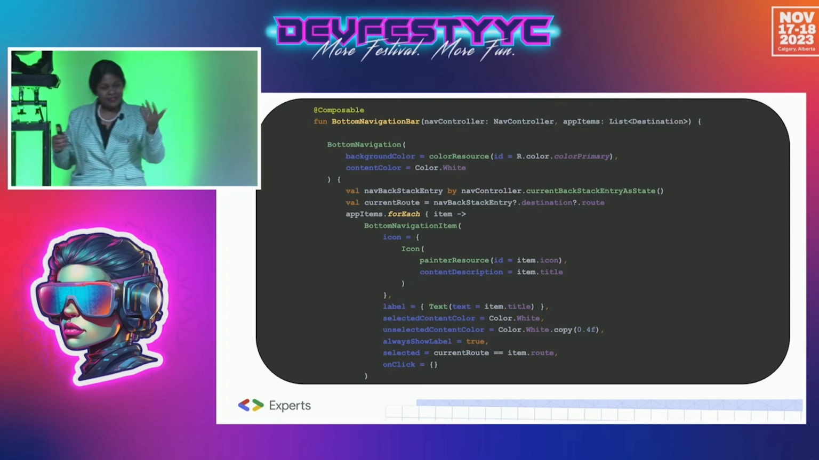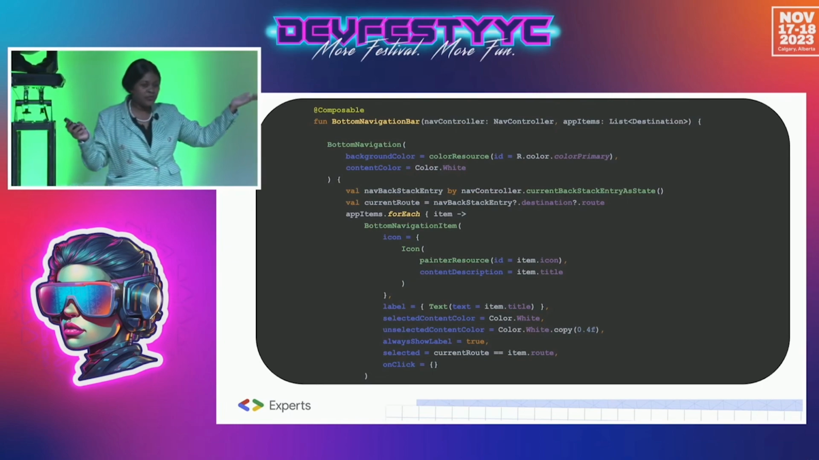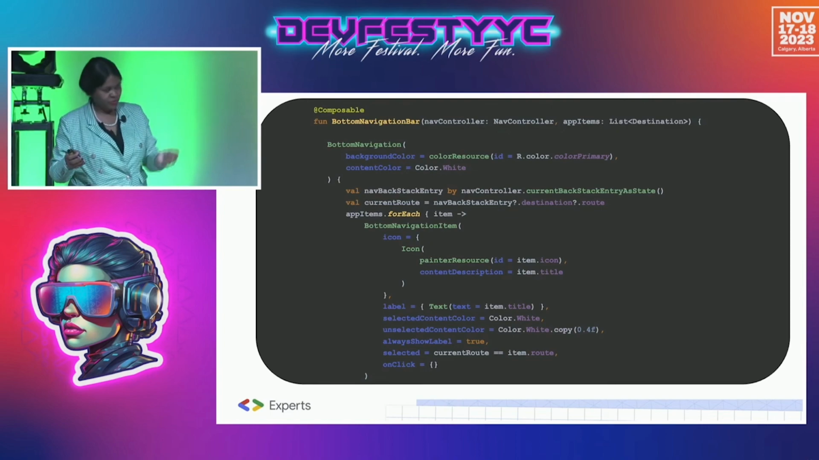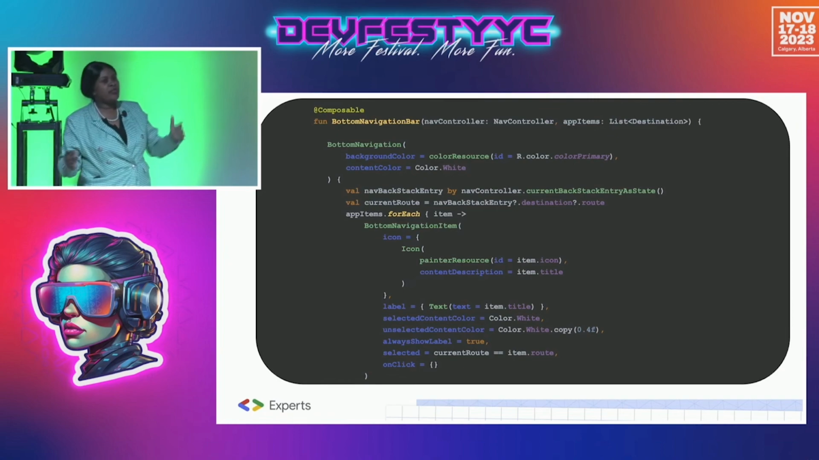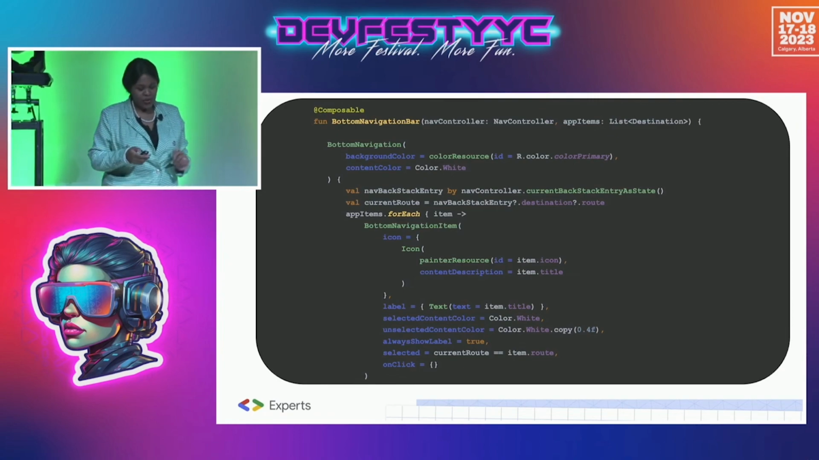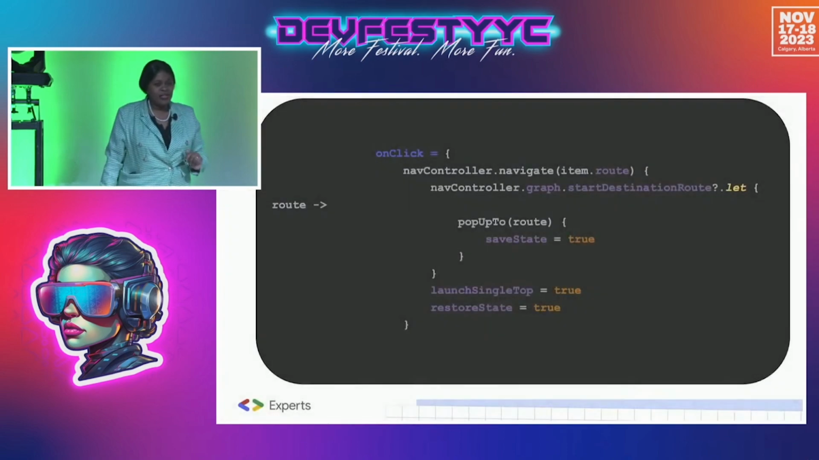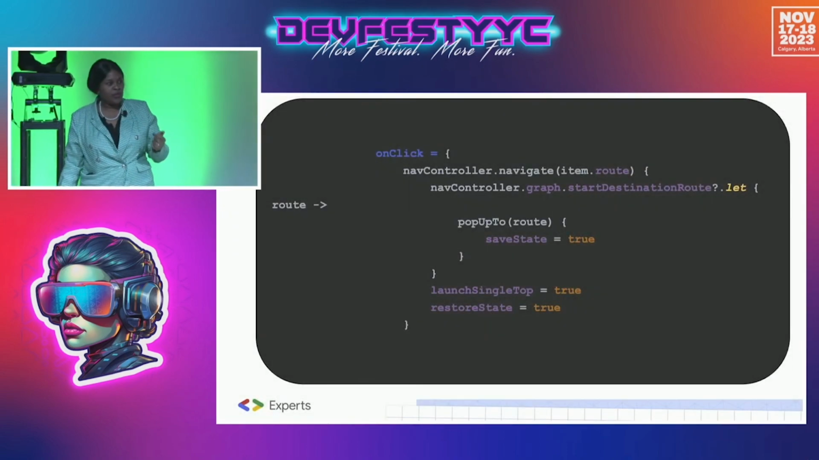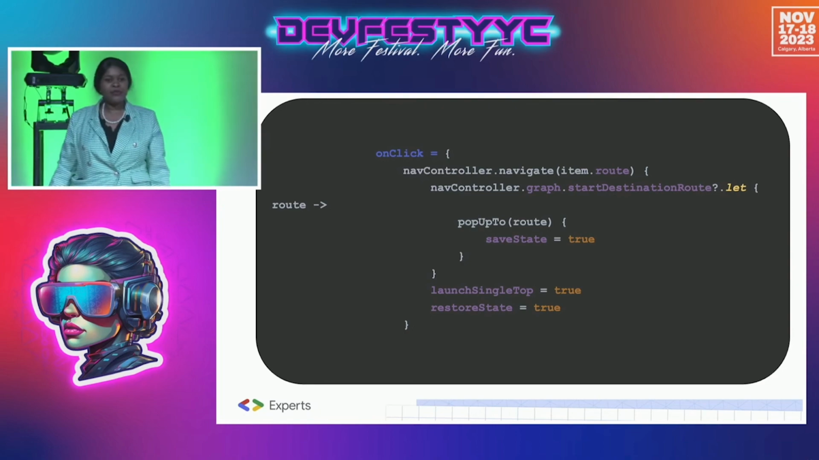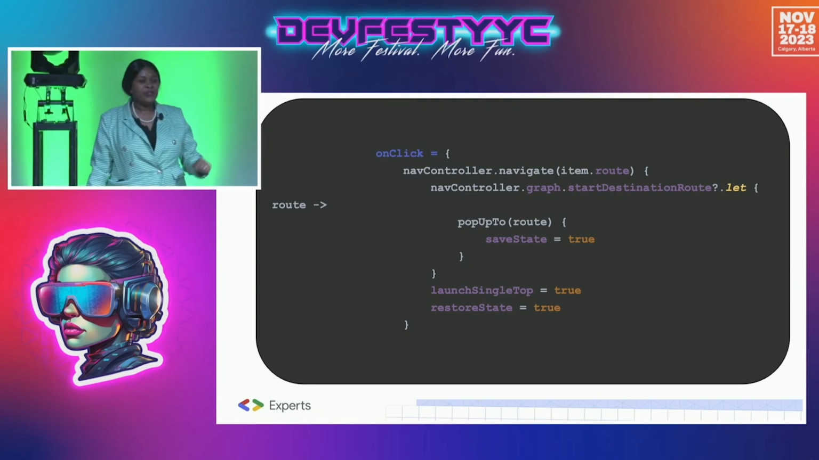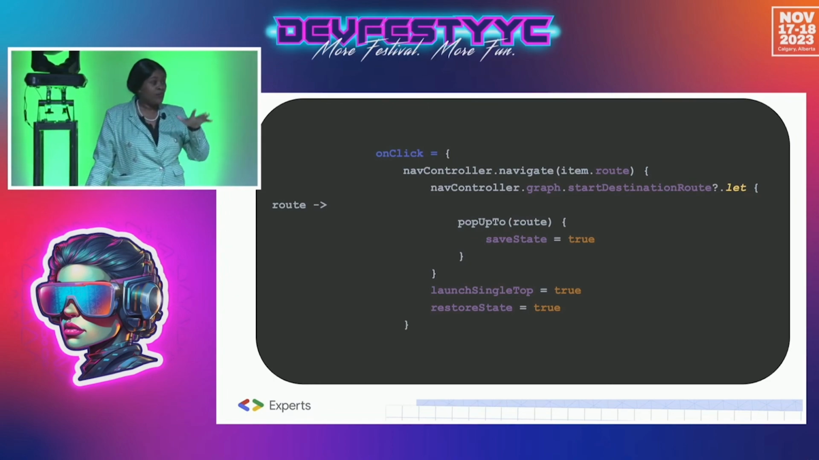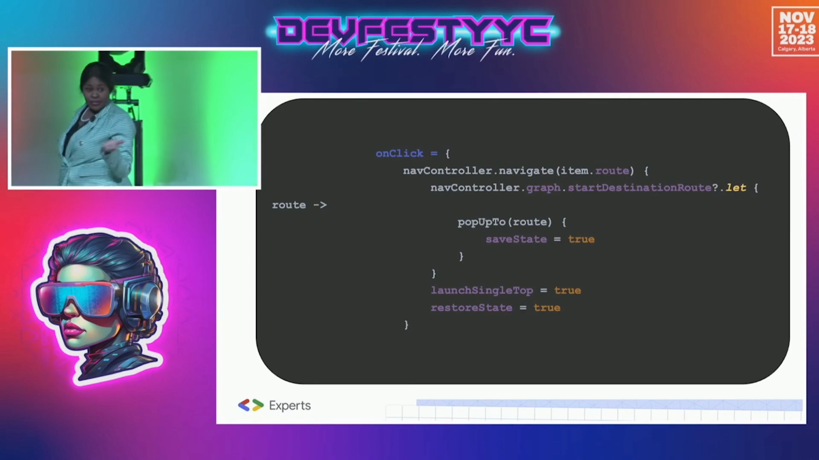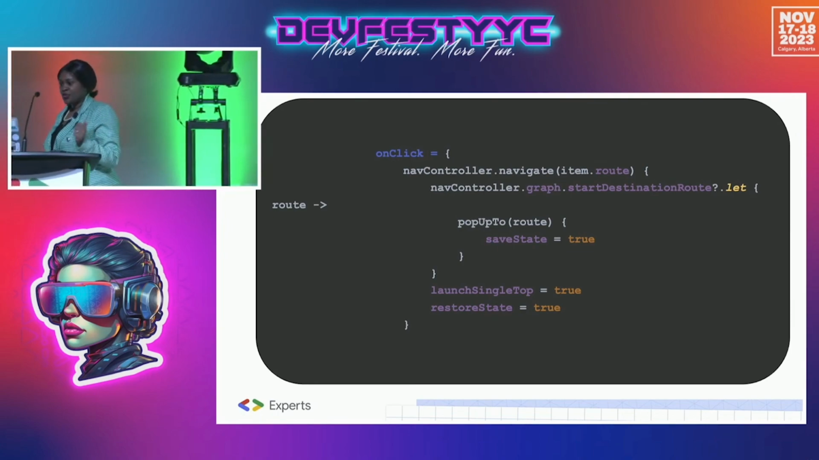And then for selected, that last one, we just say currentRoute equals item.route. I have a lambda down there, which is onClick. So what happens when these sections are clicked? Let's go and try to implement that. When we're clicked, we go to navController.navigate, item.route. And then inside the nav controller, we have to get that graph destination, and then we pop up, we save the state, and then we can set launchSingleTop to true. And then always ensure we restore our state.